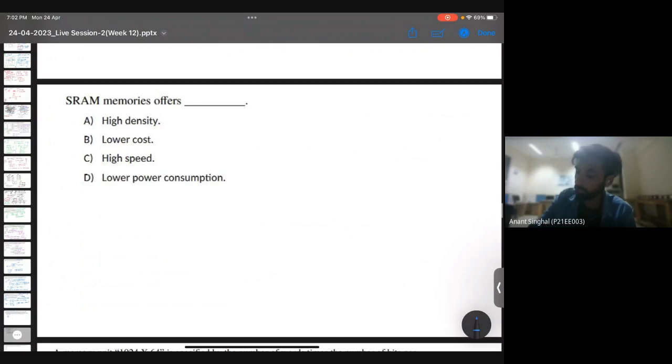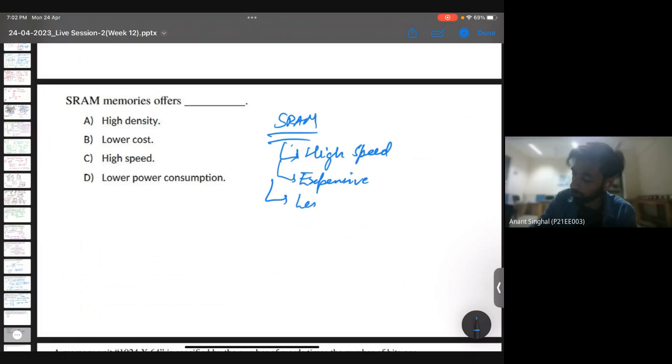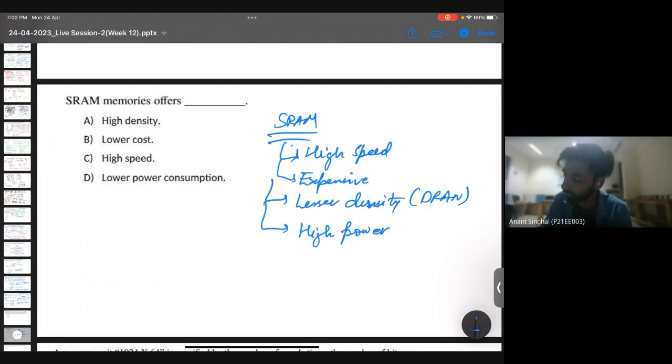It says SRAM memories offer. SRAM is a memory which is stored near the computational unit of the system, so the main objective is to give high speed. It is expensive, it has a lesser density as compared to DRAM, and it also consumes high power. So it does not offer high density, it does not offer low cost, and it has higher power. So the correct answer is only option C.